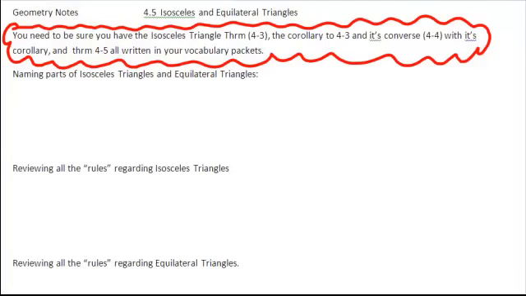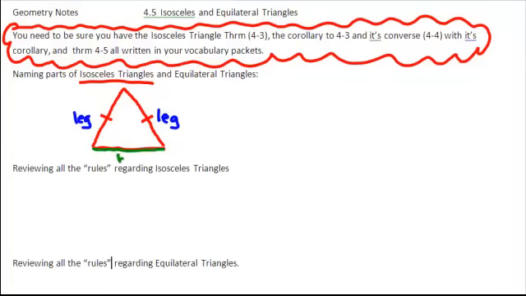Okay? First of all, we're going to start with isosceles triangles. I want to show you how you name the parts of these triangles. So let me first draw an isosceles triangle. Don't forget, an isosceles triangle is a triangle that has two equal sides. And then how do you name the parts? Well, the two equal sides are called the legs. So this is a leg, and this is also a leg. The bottom of this triangle right here is called the base of the triangle.